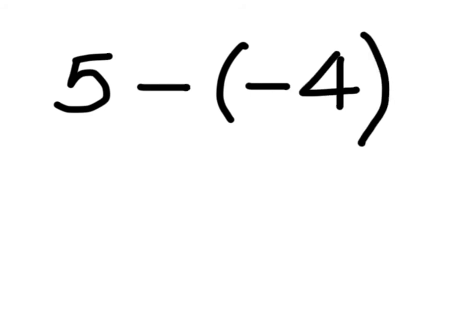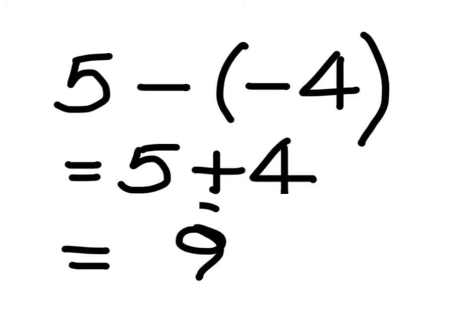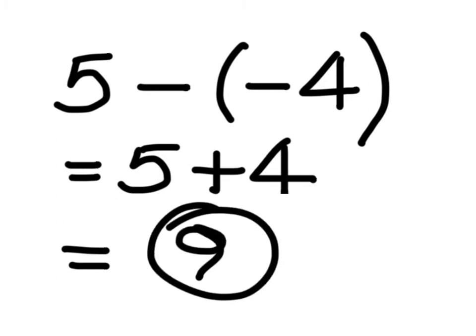If I had 5 minus a negative 4, remember, to do the signs, I have to have an addition problem. What happens when you have a double negative? Change it to plus. So this is the same thing as 5 plus 4, which you probably shouldn't need signs to figure out. What is the answer? Answer is 9.